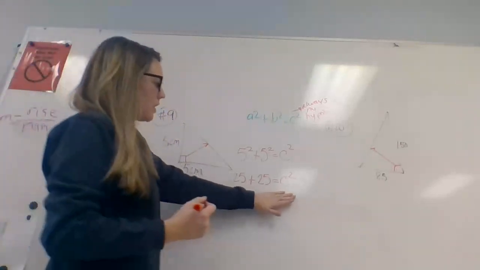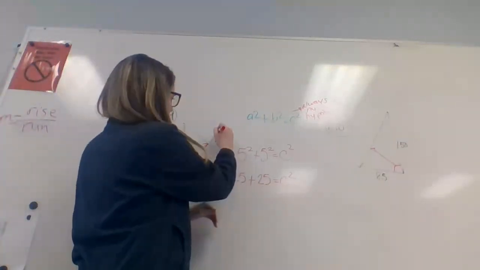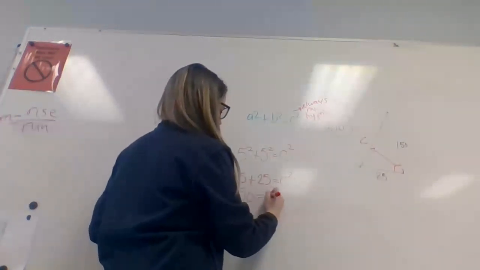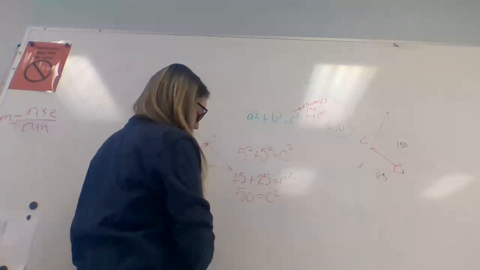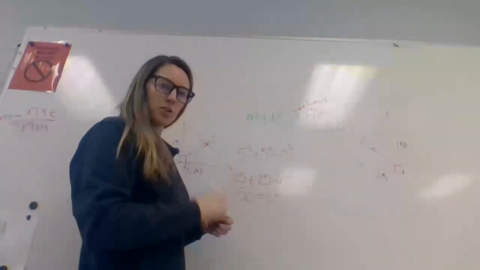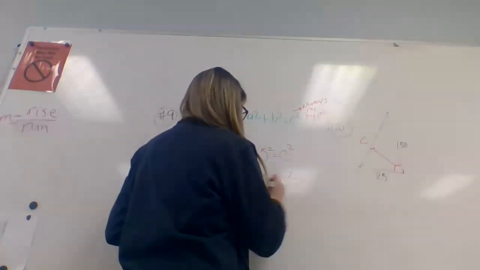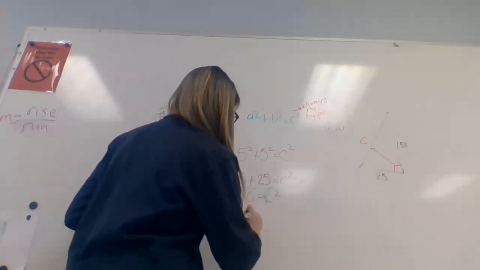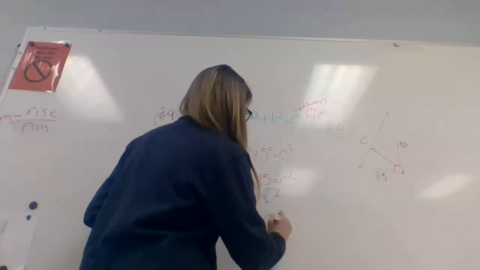And then I need to solve for what C is by itself. In this case, each of these sides is C. So 50 equals C squared. And then remember, to undo a square, we square root both sides to undo that. So the root of 50 equals C.